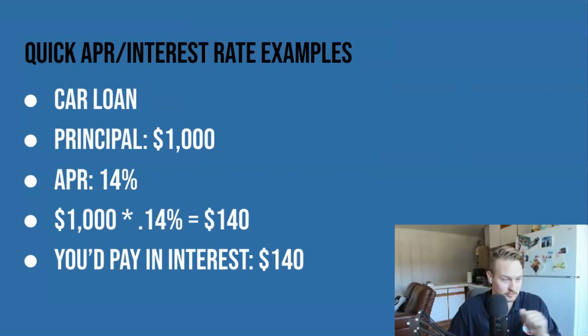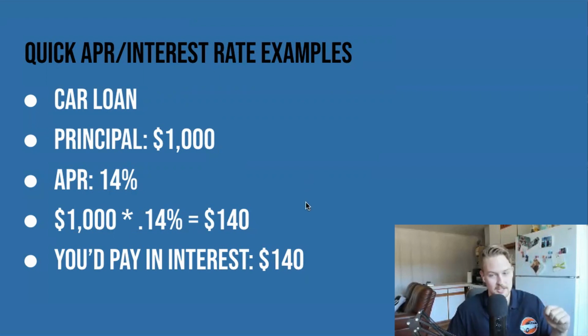Let's do it again. Let's say you got a car loan and your principal is $1,000 and you have an APR of 14%. We're getting up there, and this is not out of the range of what those interest rates really are. 14% of $1,000 is $140. So that first year, you're going to pay $140 in just interest. So think about it. Now you're paying $1,140 total instead of just the straight $1,000 principal.